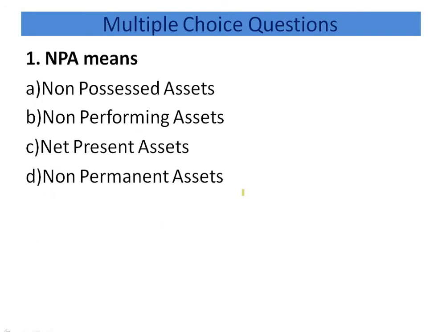The question number 1 is, what is NPA? Option A, non-possessed assets. Option B, non-performing assets. Option C, net present assets. Option D, non-permanent asset. The answer is option B, non-performing assets.